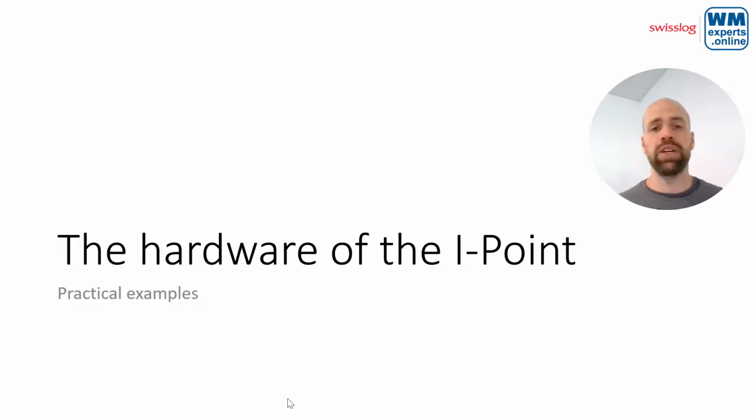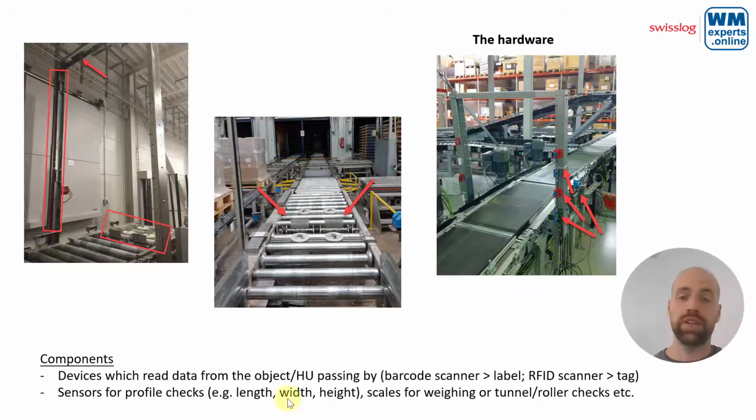First of all, I want you to have a picture in mind about what we are talking about physically, and therefore I collected some pictures where we can see examples of eye points. So what we have at an eye point is usually any kind of device which tries to read data from the object, from the HU which is passing by. That is usually a barcode scanner reading a label, a barcode or a matrix code or something like this. But that could also be an RFID scanner reading a tag or any other identification technology.